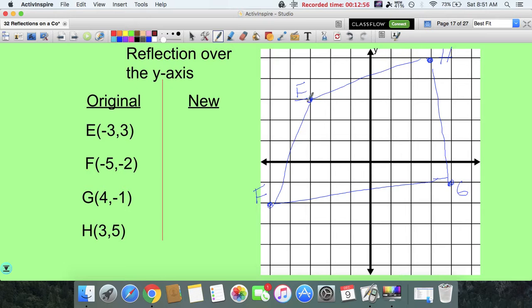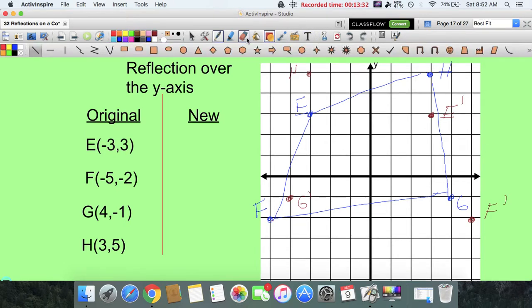Okay, so let's start with E. E is here, and it is going to land on this side. E is 1, 2, 3, and E prime is going to be 1, 2, 3. So there is my location of E prime. F is on this side of the y-axis, so it's going to go on this side all the way here. F prime. G is on the right side, it's going to end up on the left side, so that's G prime. And H is also going to go from right to left, 3 units away, and 3 units away on this side.